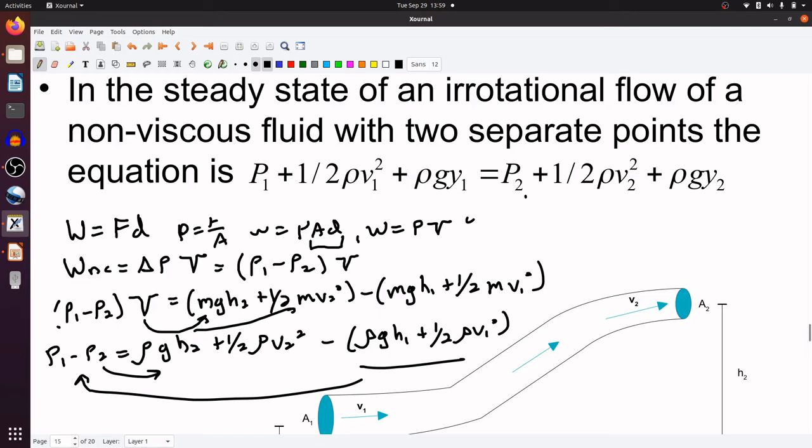So this Bernoulli's equation allows us to find the velocity of a fluid even if it changes height, whereas the equation of continuity had to be at the same height. And so this is kind of a step up above the equation of continuity.